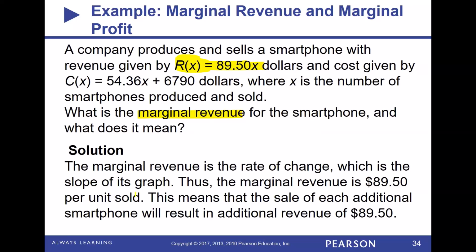Why am I saying per unit sold? Well, again, remember, what is X? X is the number of smartphones produced or sold. Now, produced would be in our cost here. Sold would be revenue, because revenue is how much money is coming in. So this basically means that the sale of each additional smartphone will result in an addition of $89.50 of extra money coming in for our revenue.